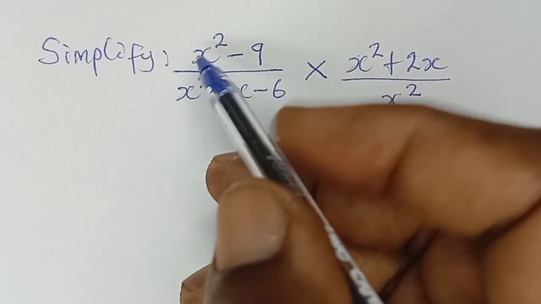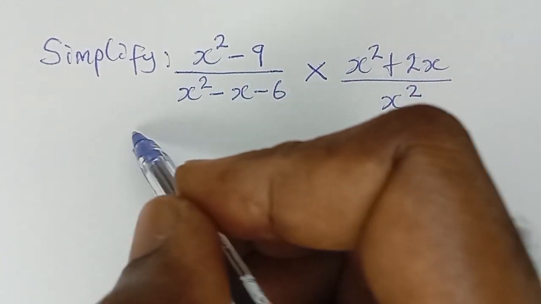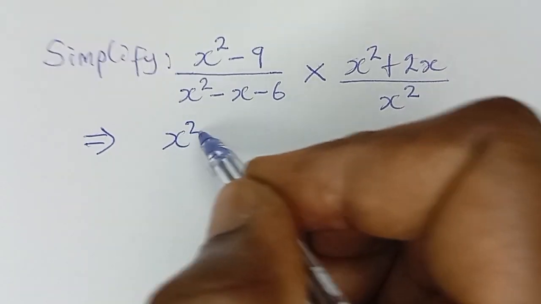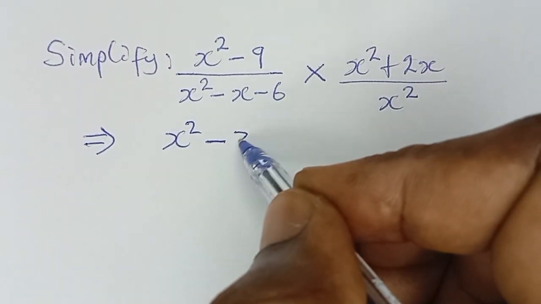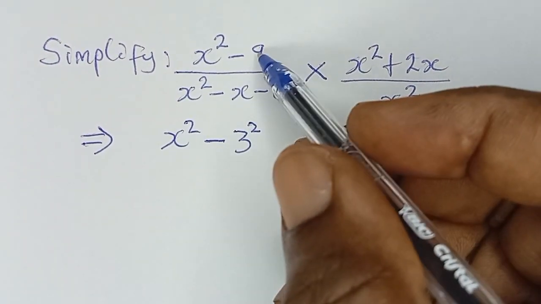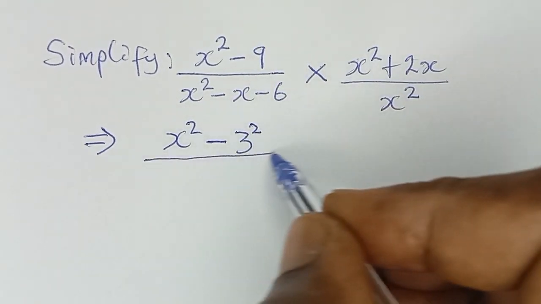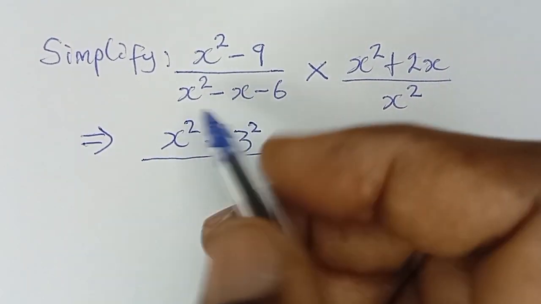So this is a difference of two squares. I'll express it as x squared minus 3 squared, because 9 is 3 squared. 3 squared is equal to 9. And that will be equal to this numerator here.